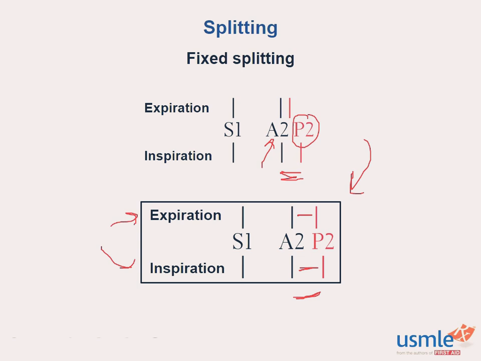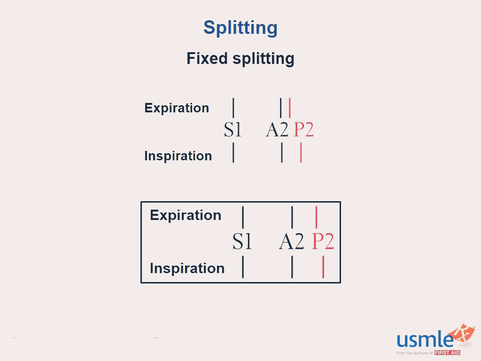So, you can say that this wide splitting is fixed in time. It's fixed in time. It will not change no matter what phase of respiration you're in, whether you're expiring or inspiring. So what causes this? Why do we see this, and what pathologies are associated with fixed splitting?